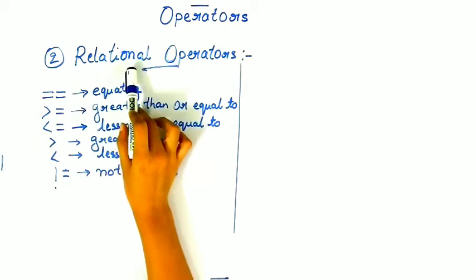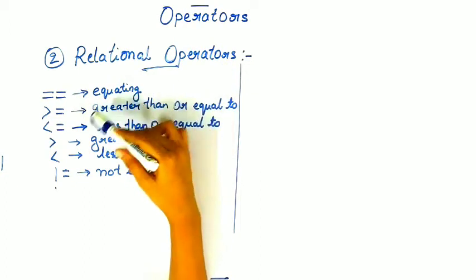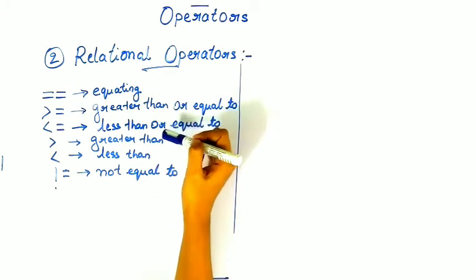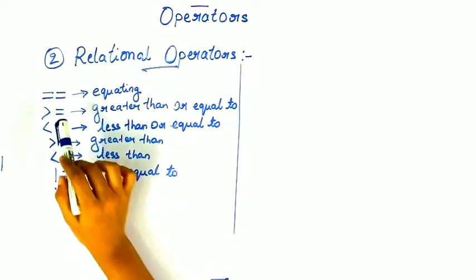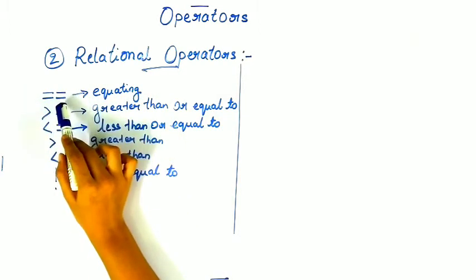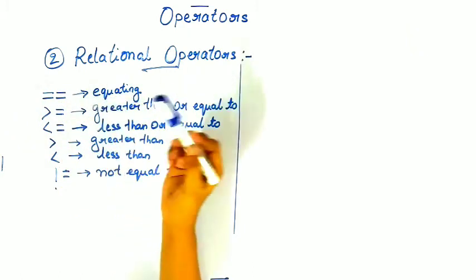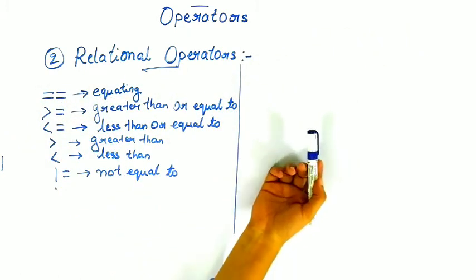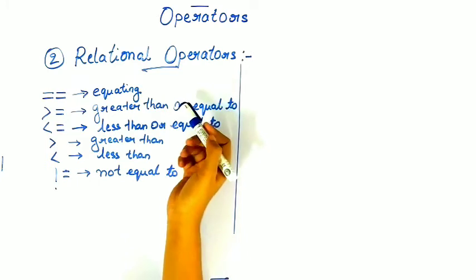The second comes the relational operators. These relational operators are used for comparing any two entities. First comes the double equal to operator. This double equal to sign is used for equating any two numbers or any two equations.